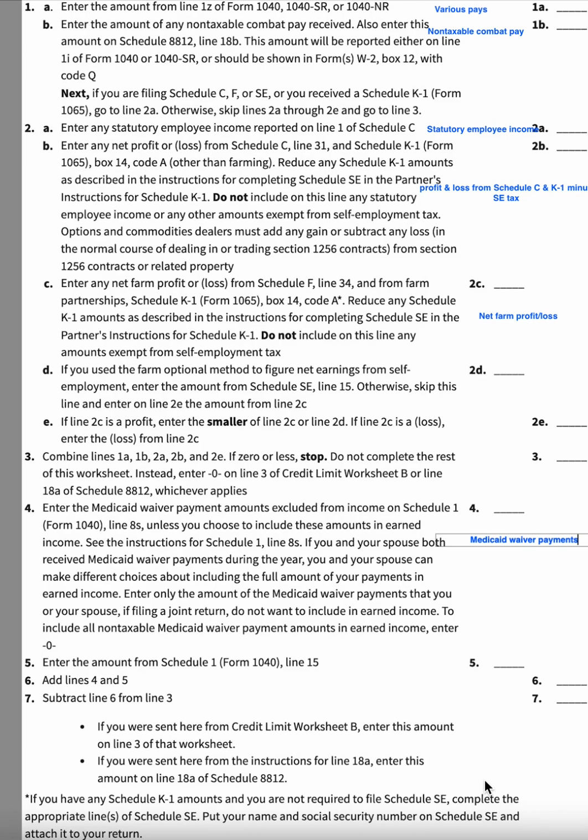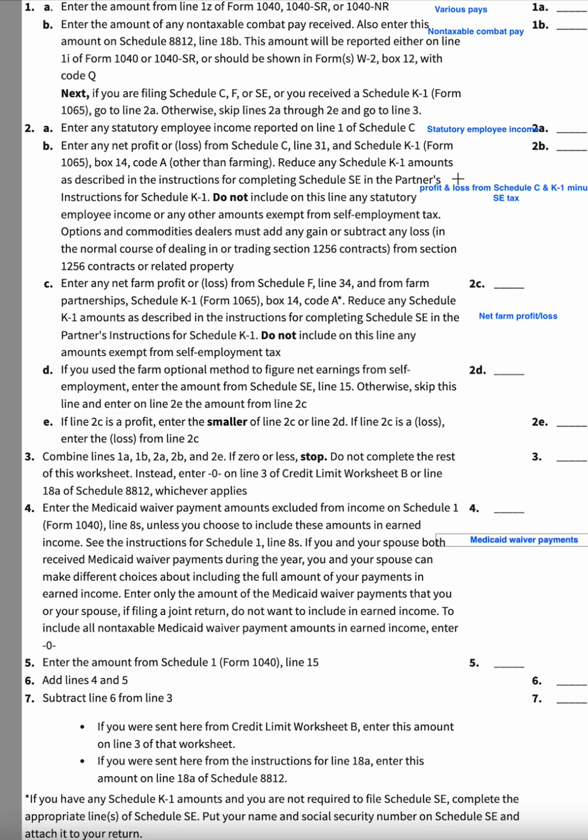You can find this exact verbiage in the IRS form instructions for Schedule 8812. So again, if you're directed by line 18A or by the credit limit worksheet B, then you might need to complete this. We'll start at the top, and you'll see that I've annotated in blue the main points, the pages and line items that you'll need to look for. If something doesn't apply to you, you can just skip that line.